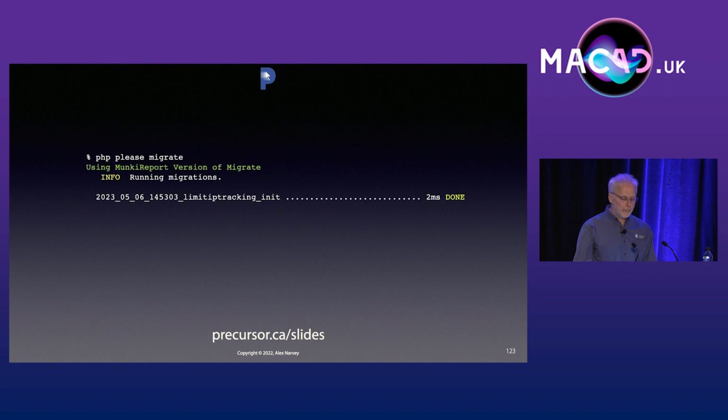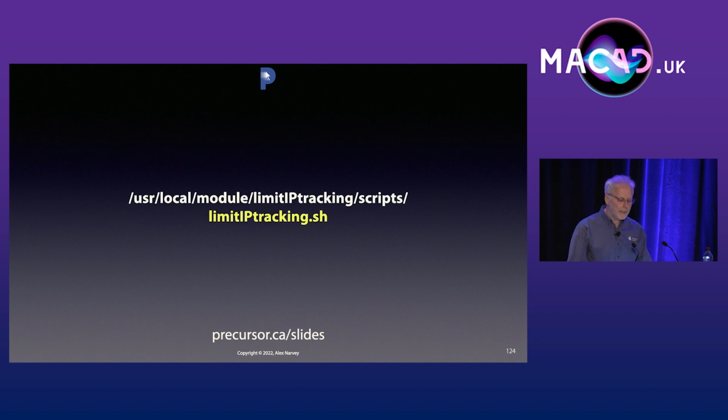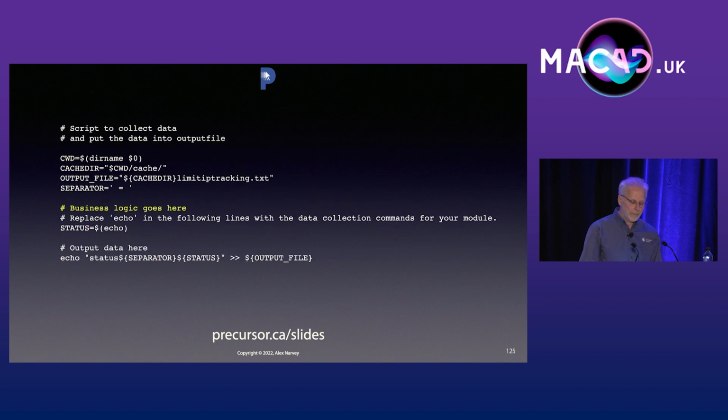With the module made, I can run the please migrate command to populate that table into my database. It takes 2 milliseconds to complete the task. Now we're ready to take that script template and inject the clever function from Joel Brunner. Here's what the script template has provided for me. All it needs is the so-called business logic. It even tells me, replace echo in the following lines with the data collection commands for your module.